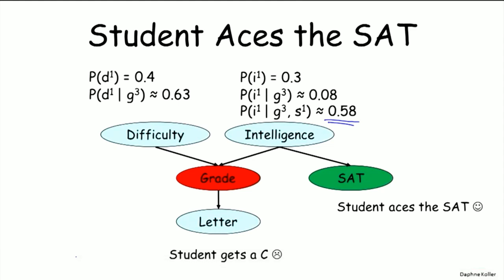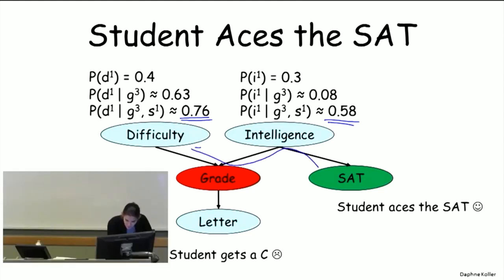Because if the student didn't get a C because he wasn't very bright, probably the reason is that the class is very difficult, and so that probability goes up. And so we have effectively, and we're going to talk about this, an inference that flows like that.